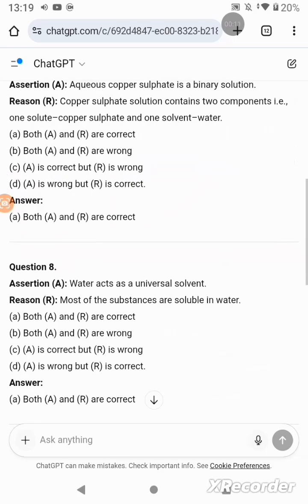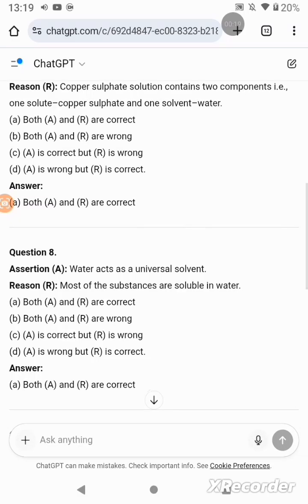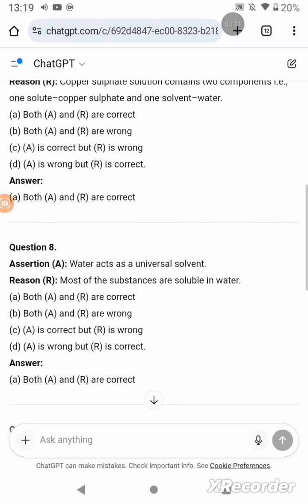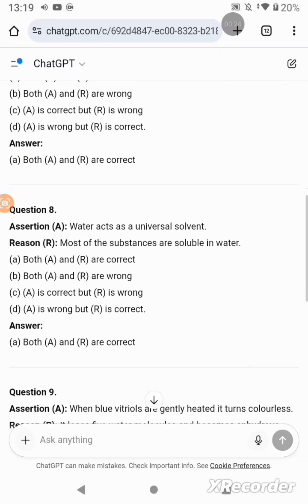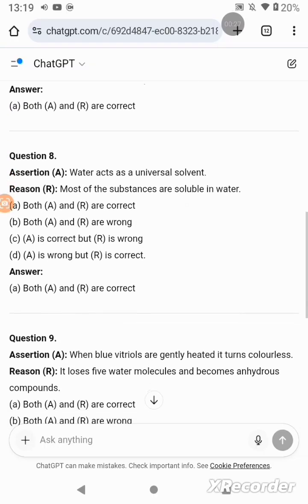Copper sulfate is a binary solution. Reason R: Copper sulfate solution contains two components, i.e. one solute, copper sulfate, and one solvent, water. A. Both A and R are correct. B. Both A and R are wrong. C. A is correct, but R is wrong. D. A is wrong, but R is correct. Answer: A. Both A and R are correct.